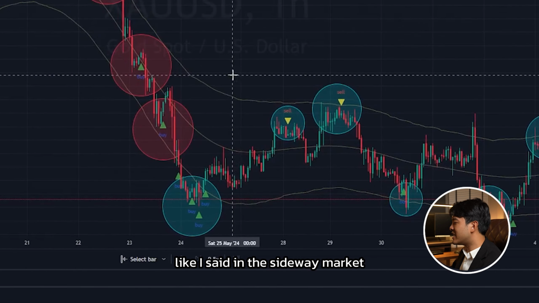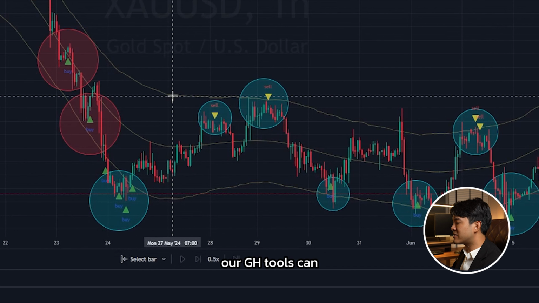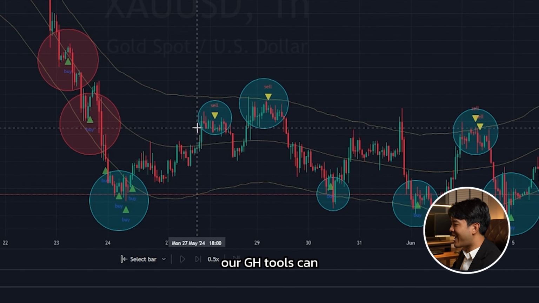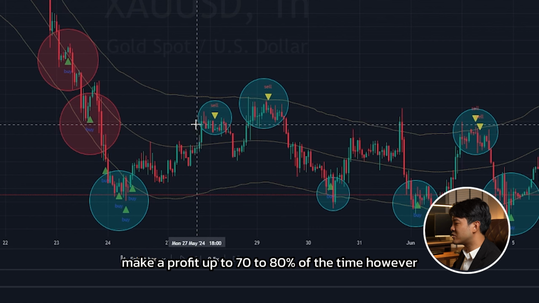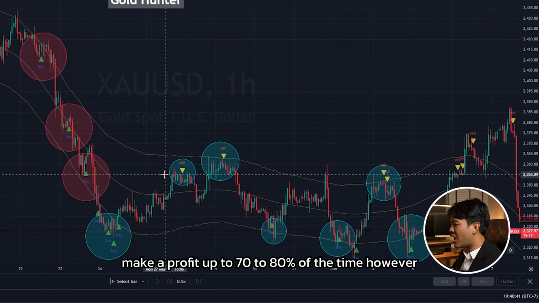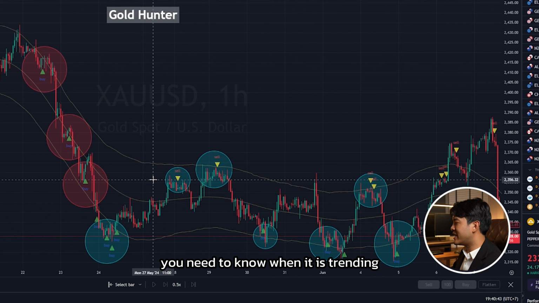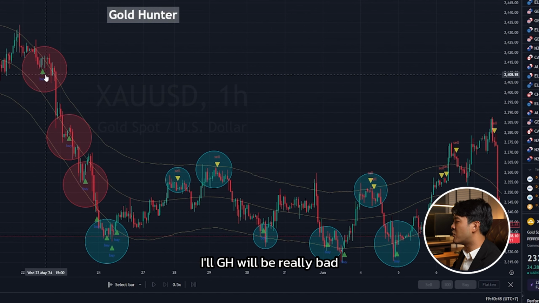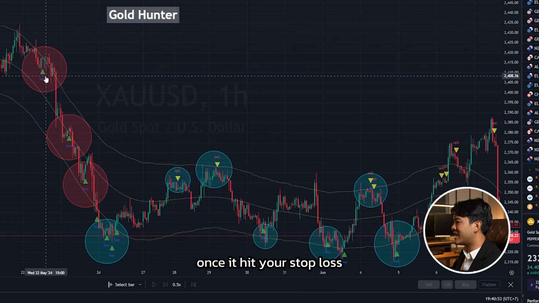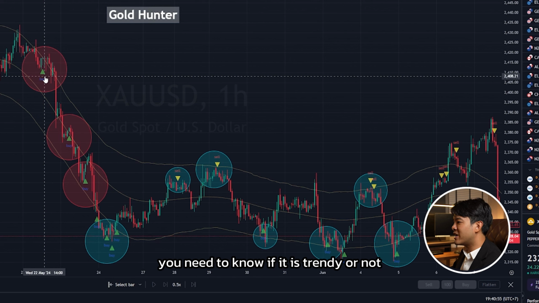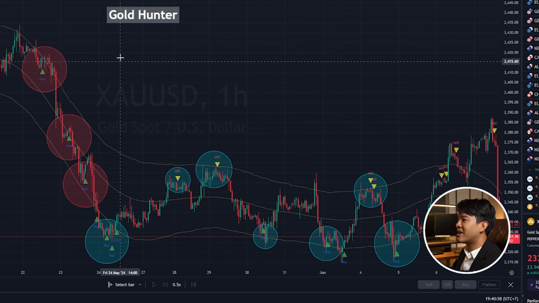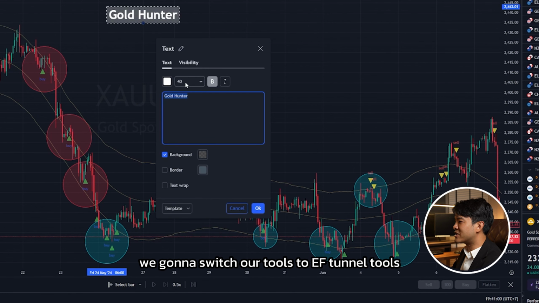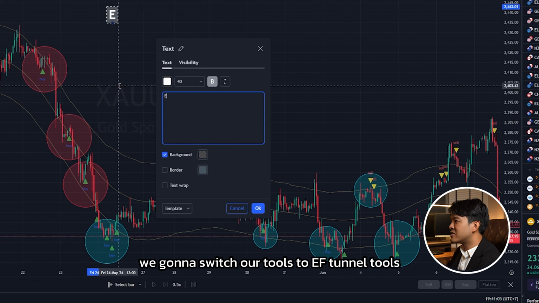Like I said, in a sideways market our Go Hunter tool can make a profit up to 70 to 80% of the time. However, you need to know when it is trending, and if it is trending like this, our Go Hunter will be really bad. So you need to be aware of it. Once it hits your stop loss, you need to know if it is trendy or not. If it is trendy, we're going to switch our tools to the EF Tunnel.